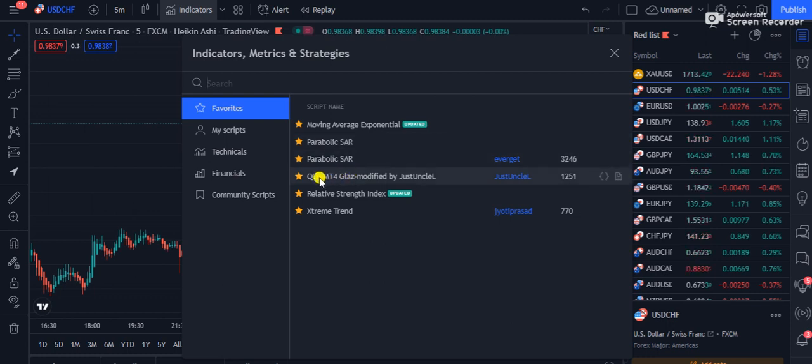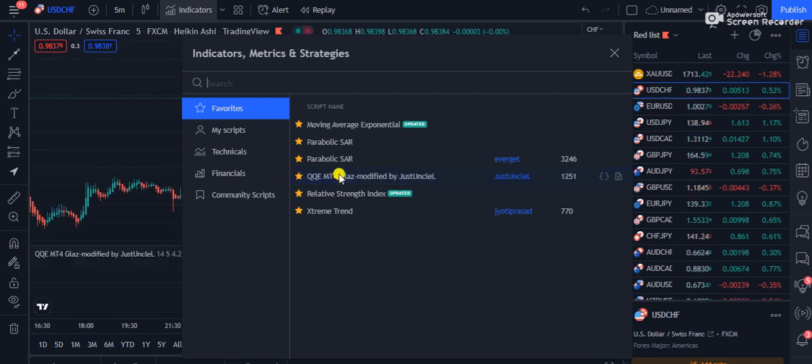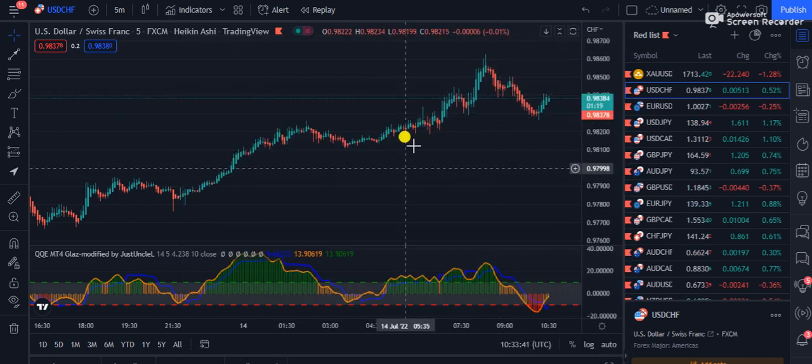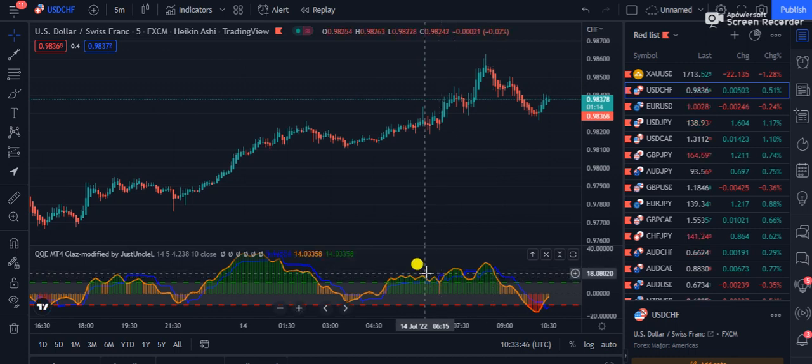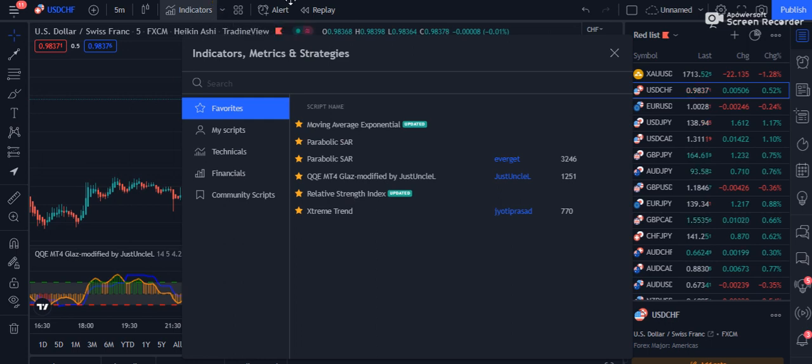The first indicator is QQE MT4 Glass Modified by Just Uncle, and it has 1251 downloads till now. You can put this indicator in your favorites, and I'm going to attach this indicator, and you can see the indicator is attached on my chart, and into the below area it has already covered my space, right? Okay, now we will need the second indicator that is very useful, and that is called Extreme Trend, and the author name is Jyoti Prasad, and it has 770 downloads at the moment.